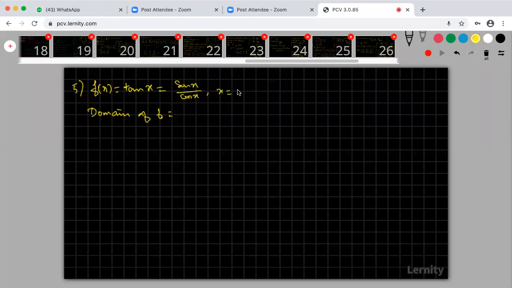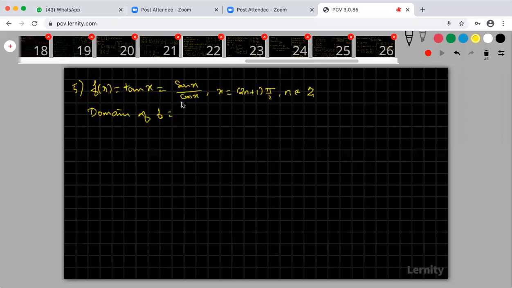When cos x is 0, x is equal to (2n plus 1) pi by 2, where n belongs to Z. Please try to understand. At x equal to (2n plus 1) pi by 2, that is, odd multiples of pi by 2, like pi by 2, 3 pi by 2, 5 pi by 2, or minus pi by 2, your cos x is 0, as we just discussed. If cos x is 0, your tan x is undefined, because sin x divided by 0 is undefined, infinity.